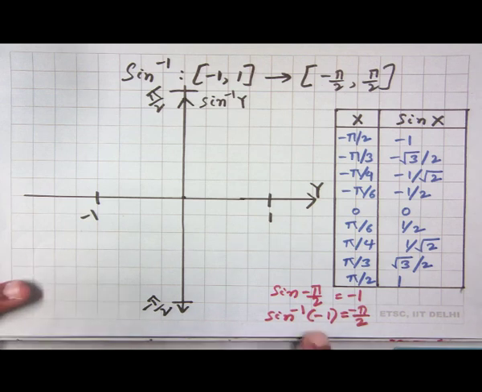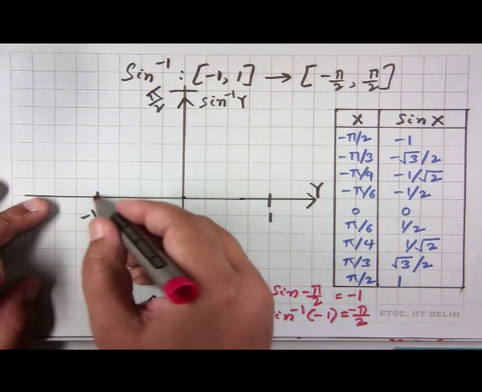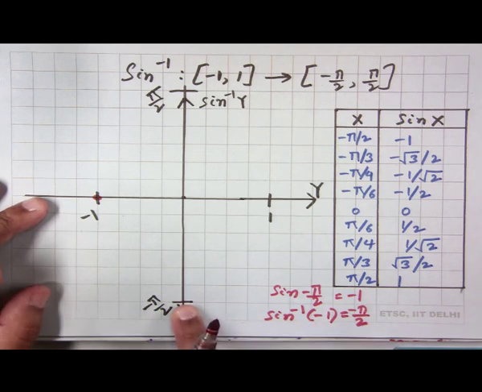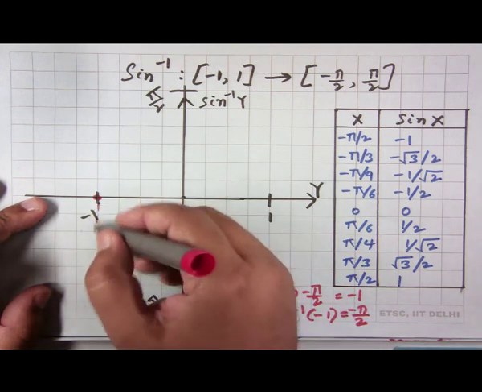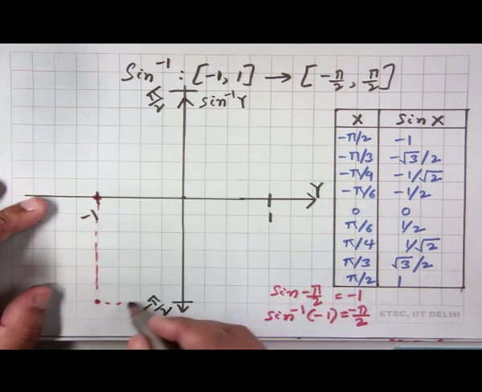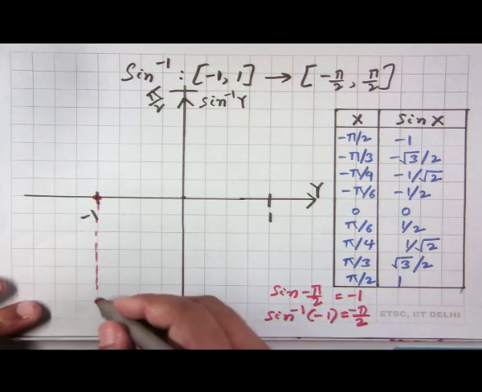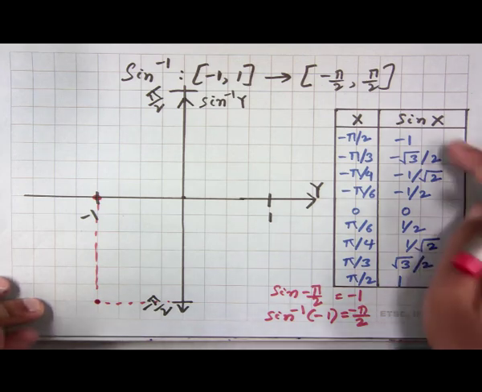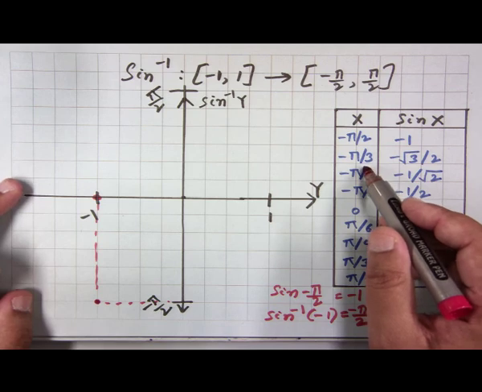So, sine inverse of y equal to -1. So, y equal to -1 is here, and sine inverse of -1 is -π/2, and -π/2 is over here. So, we essentially have this point on the graph, where this is -1 and this is -π/2. So, sine inverse of -1 is -π/2.